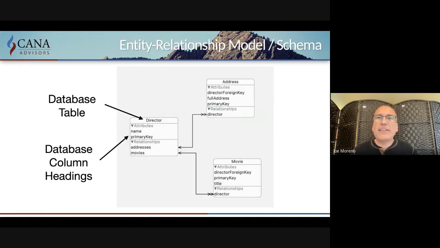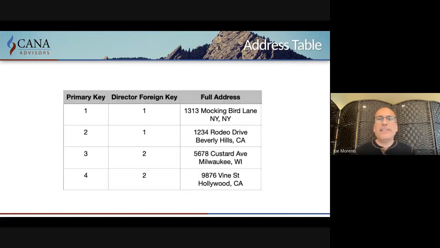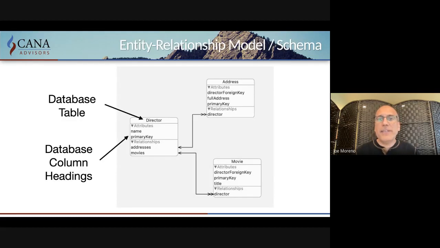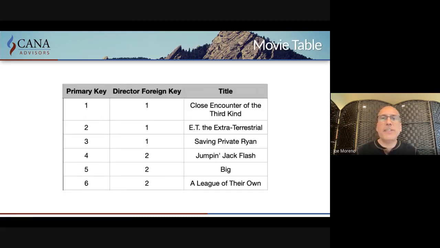Now we're going to take a look at the address table in the upper right. And this is an example of the data that's denormalized in the address table. Again, we have the primary keys, and then we have the full address. For right now, just ignore what the foreign key is, and I'll tie that all in just a bit. And then we're going to look at the movie table here on the bottom right. And this is what the movie table would look like. We have each movie. It's listed once and only once with a primary key and a foreign key. And now I'm going to tie all that together.